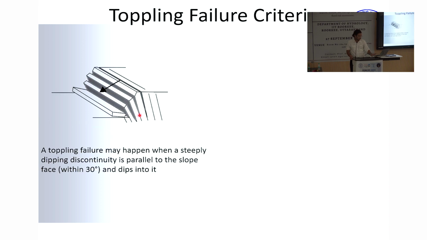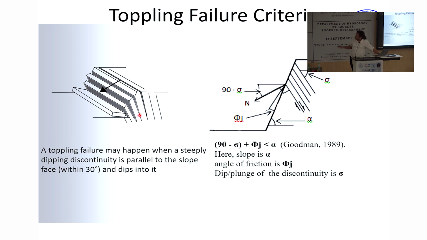Now we come to the last one, topple. Topple is a slightly more complex story, but not too much, just slightly. Don't worry about the figure. We have already talked about all of this. So phi j over here is the angle of internal friction. Sigma over here is the angle of dip, and alpha is the angle of the slope. So we have already talked about the three variables. And according to Goodman, there will be topple if 90 minus the dip plus the angle of internal friction is less than the slope. So these are three very simple rules by which we can try to mitigate landslides.